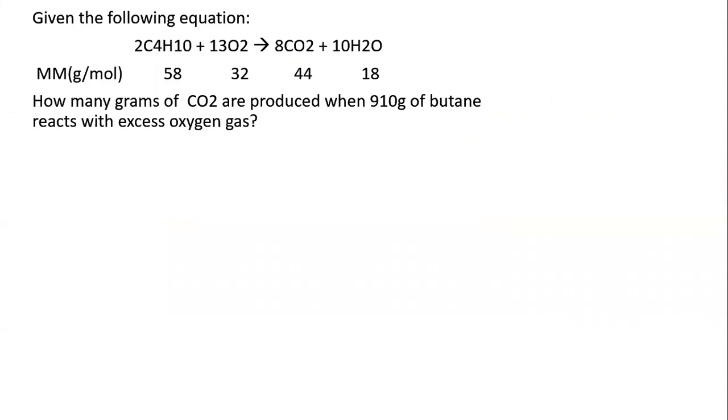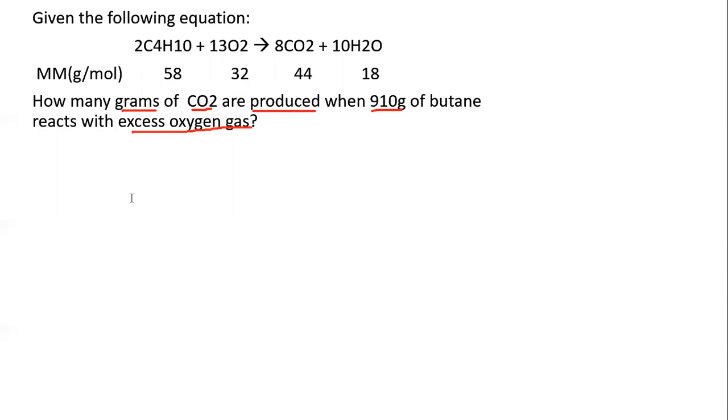So here we have a combustion reaction. We have C4H10 plus O2 gives us CO2 and H2O. So we want to know how many grams of CO2 are produced when 910 grams of butane reacts with excess oxygen gas. So again, we're interested in the mass or the grams of CO2 produced when we have 910 grams of butane with excess oxygen gas. So the butane is going to get all consumed and there's going to be leftover oxygen gas.